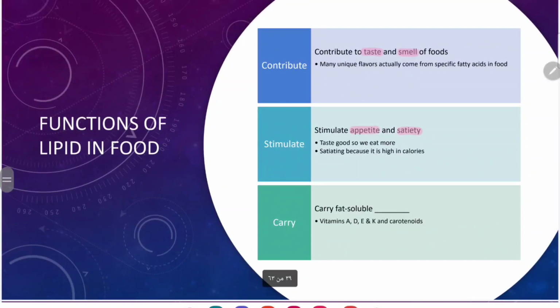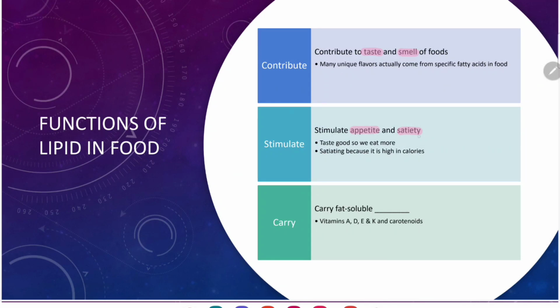The functions of lipid in food. It contributes to taste and smell of foods as we mentioned in the previous slides. Many unique flavors actually come from specific fatty acids in food. فالفاتي أسيد راح تعطينا الطعم والرائحة حقة الأطعمة.